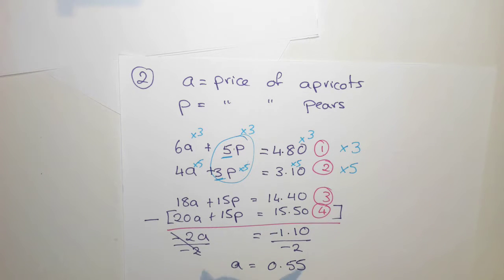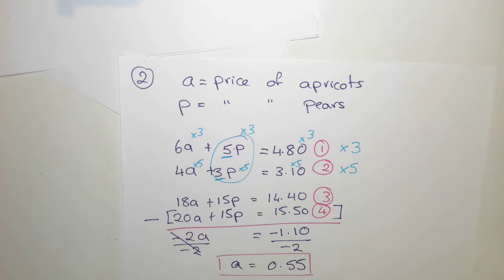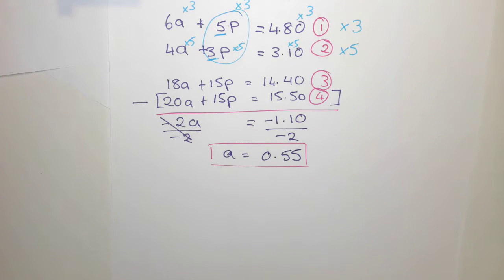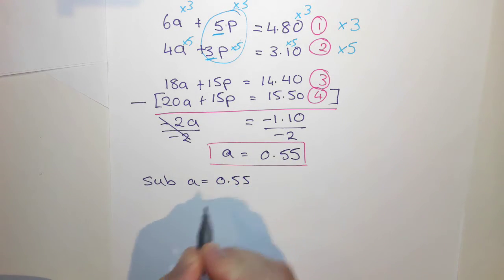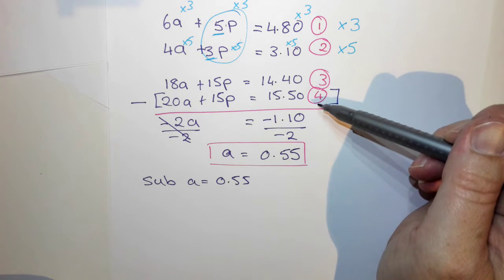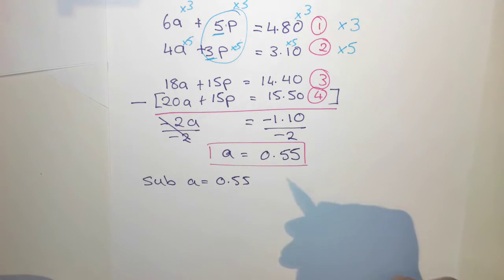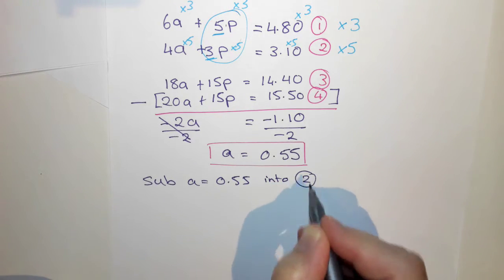Okay, so I have now found the price, remember that's what we're doing, I have now found the price of apricots, and the price of apricots is 55 cents, so each apricot costs 55 cents. Now I need to go and find what the cost of the pears is. Okay, so I'm going to substitute A equals 0.55, and I can choose equation 1, 2, 3, or 4 to use. I could use any of those equations. I think I'm going to use equation 2, just because I feel like using equation 2. So I'm going to substitute A equals 0.55 into equation 2.